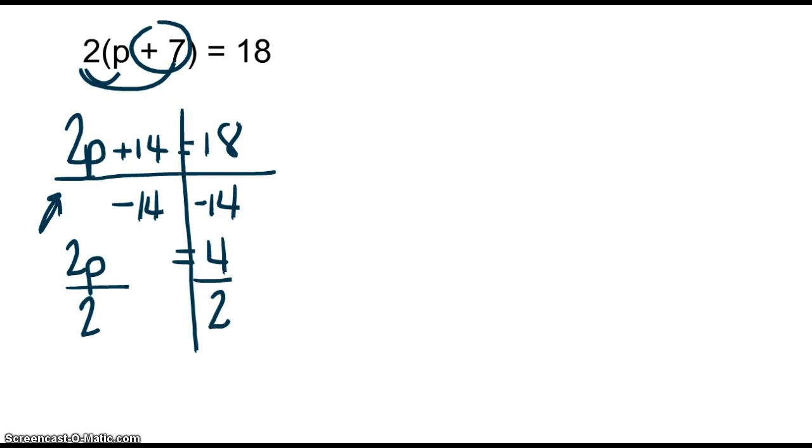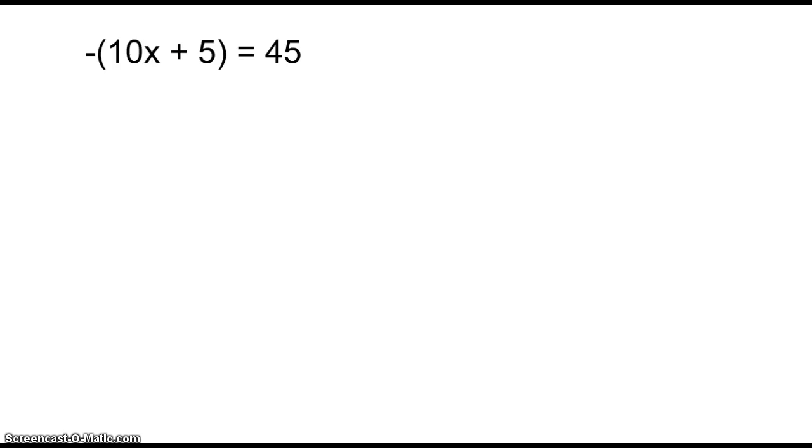And that gives us that p equals 2. Next problem. We have a negative times 10x plus 5 equals 45.